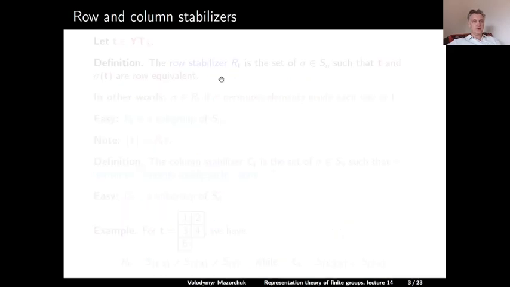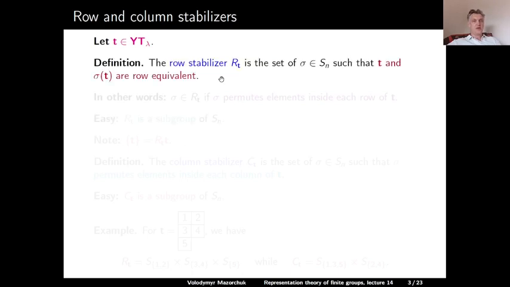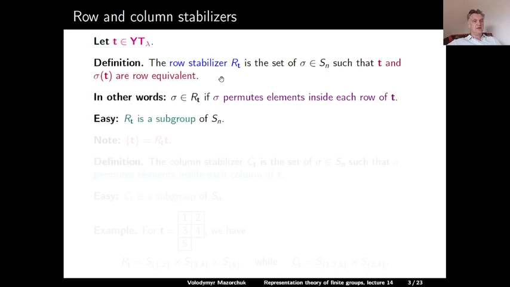Next, we need to talk about the notions of row and column stabilizers for tableaux. Let T be a Young tableau of shape lambda. The row stabilizer RT of T is defined as the set of all elements sigma in Sn such that T and sigma of T are row equivalent. In other words, an element sigma belongs to the row stabilizer of T if and only if it permutes elements inside each row of T. It is very easy to check that RT is a subgroup of Sn.